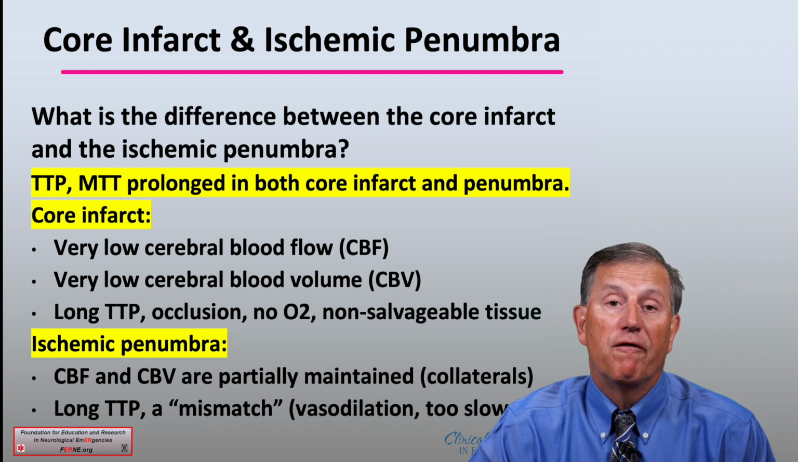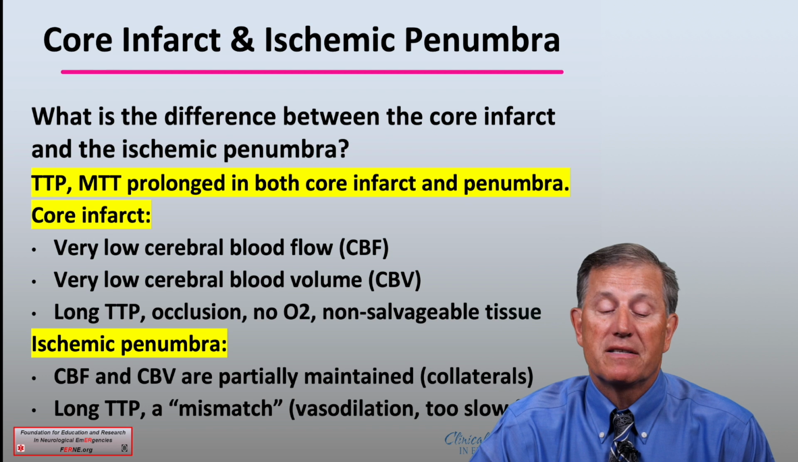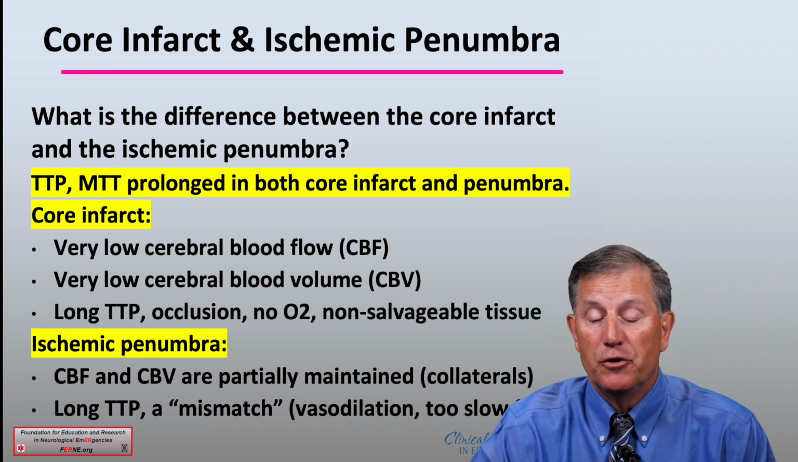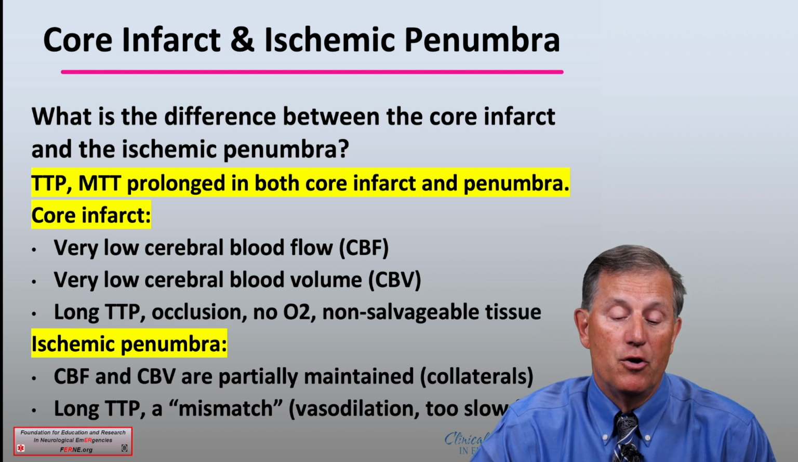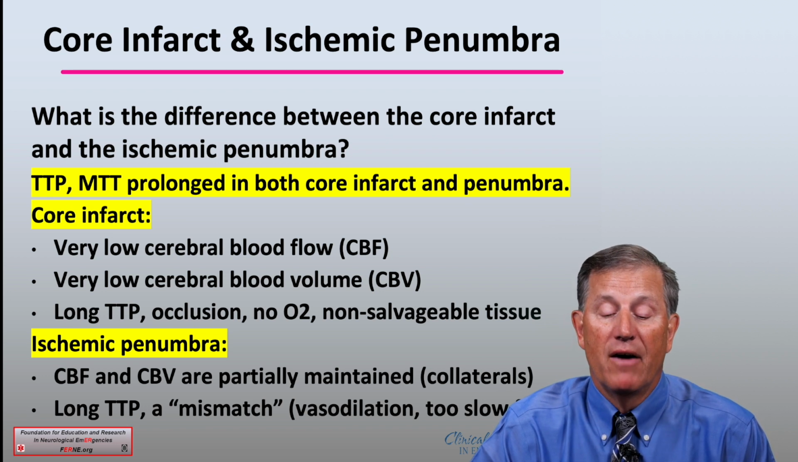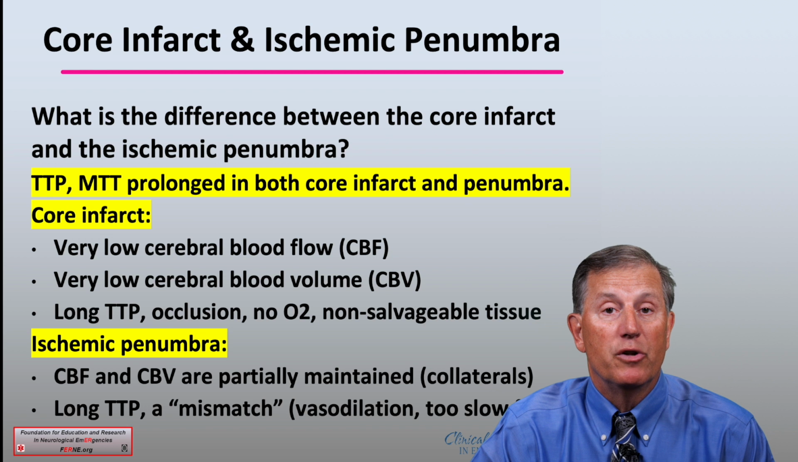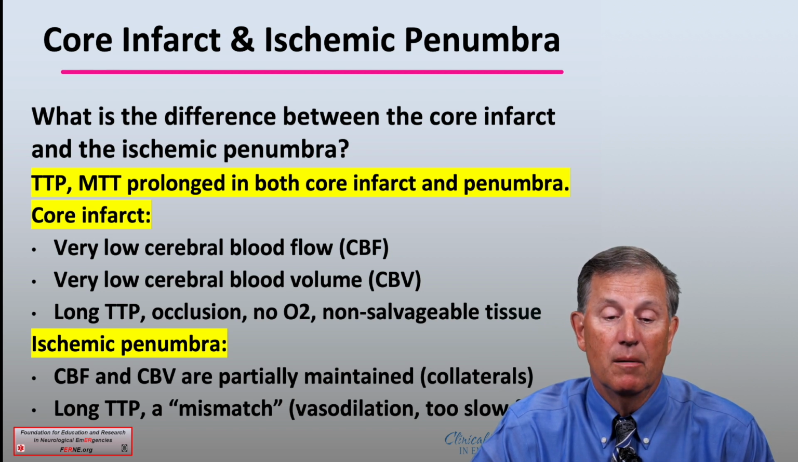In other words, when there's a low flow state and there's low blood volume in the area, it is likely now a core infarct. The difference with the ischemic penumbra is that the cerebral blood flow and the cerebral blood volume are partially maintained, often due to collaterals. And even though there is a long time to perfusion, the mismatch with the presence of adequate or nearly adequate blood flow and blood volume suggests that this ischemic penumbra may benefit if you can resolve the clot. In other words, this mismatch in the ischemic penumbra may be related in part to the clot, but also in part due to vasodilatation and too slow flow in the ischemic penumbra, and not necessarily just from the clot itself. Hence, the possible viability of the ischemic penumbra.